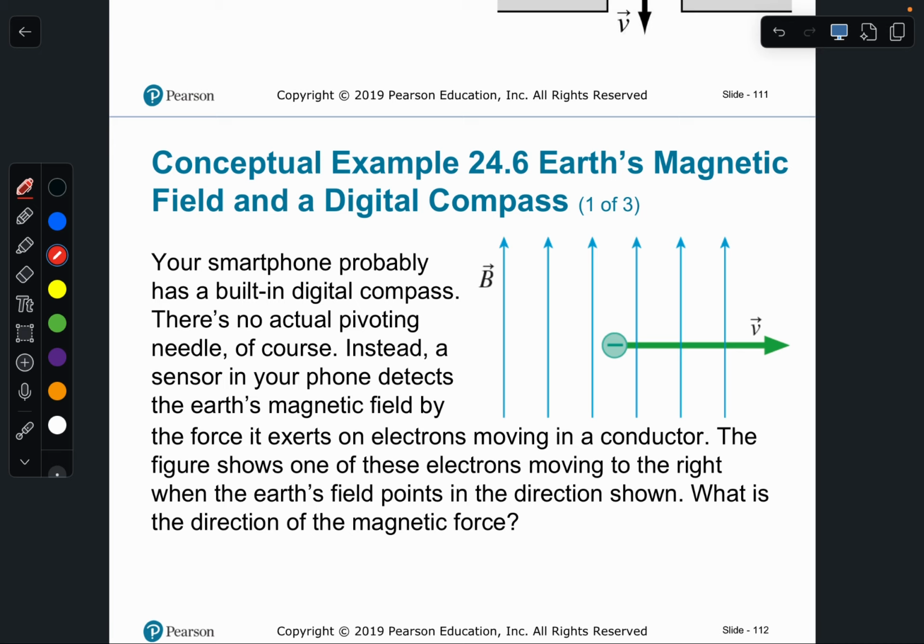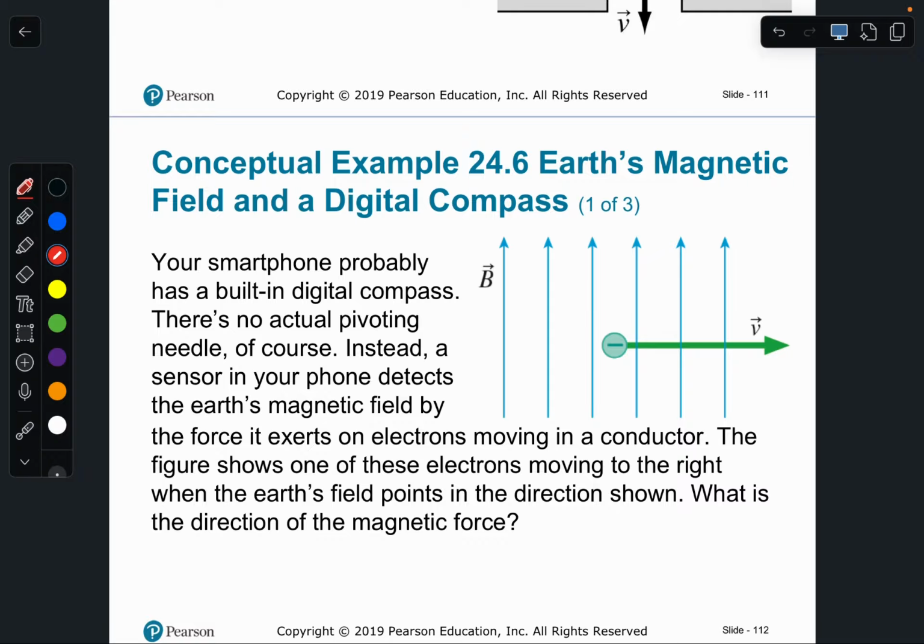We have a compass built into our phones. There isn't a needle in there. It's a digital compass, and it detects Earth's magnetic field by calculating the force that is exerted on the moving charges in the phone. So if we have a magnetic field pointing up and the moving charges are electrons pointing to the right, what is the direction of the force?